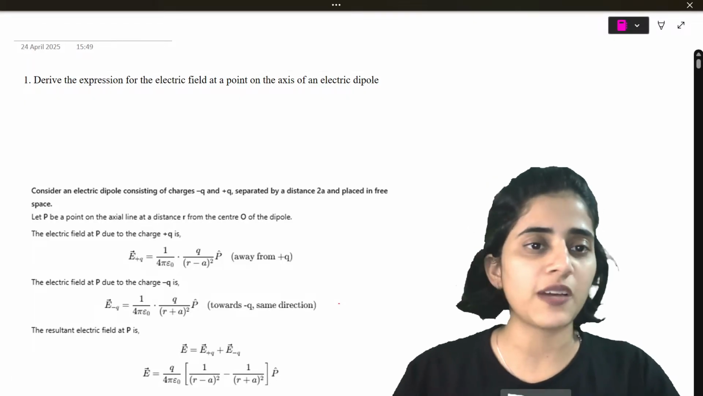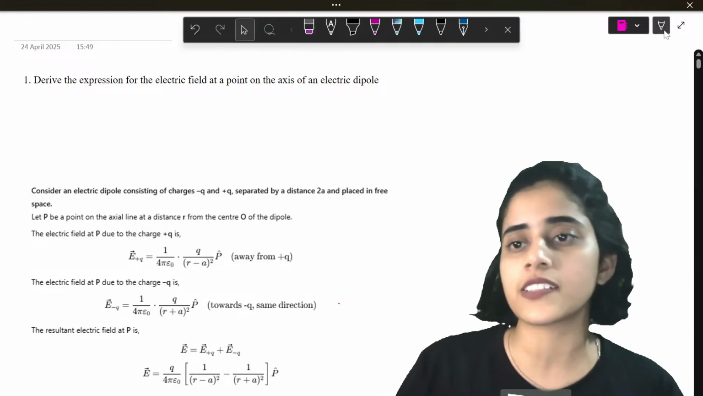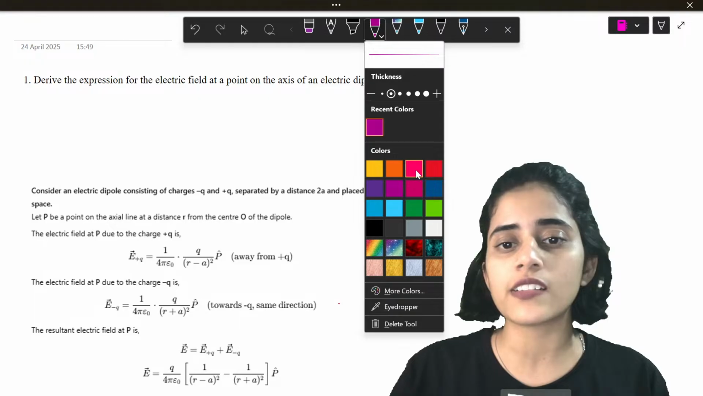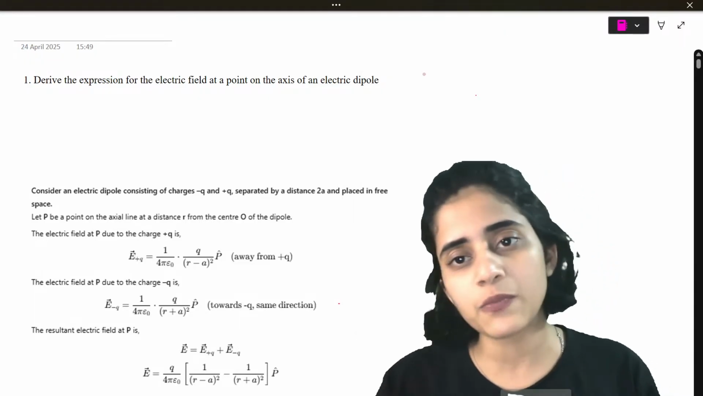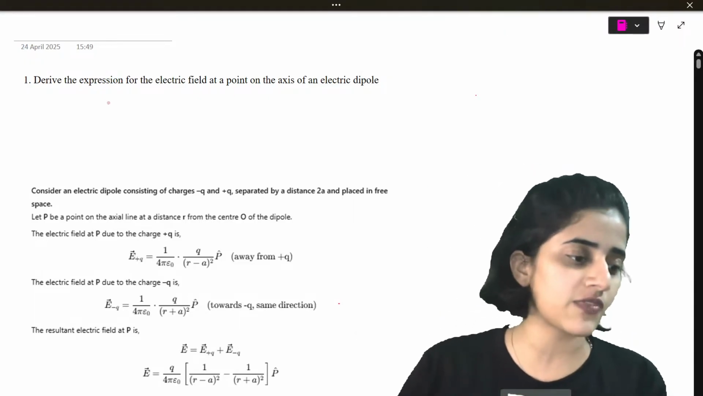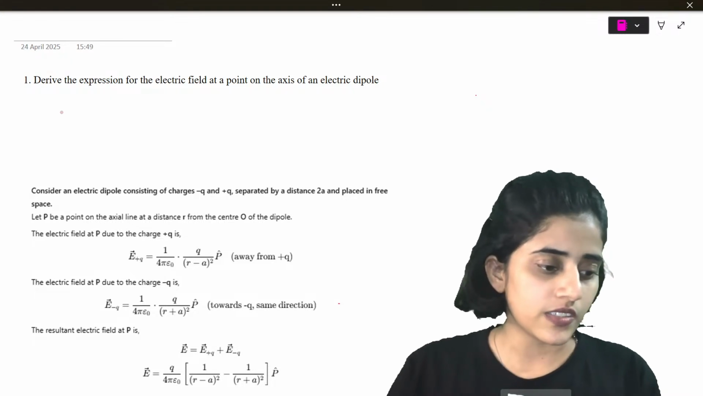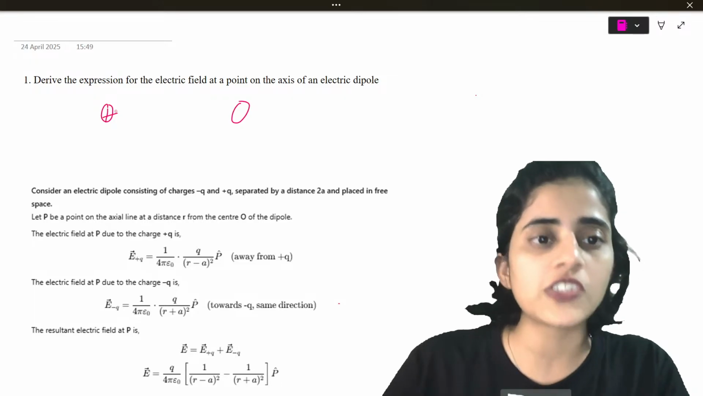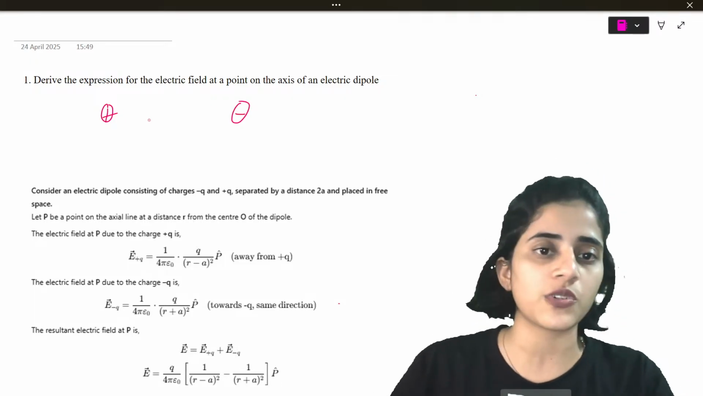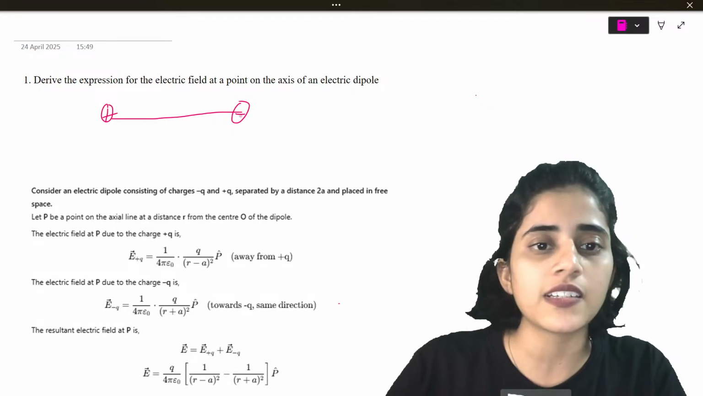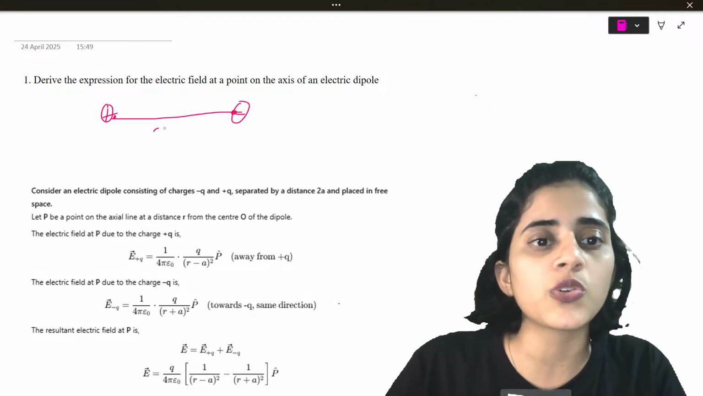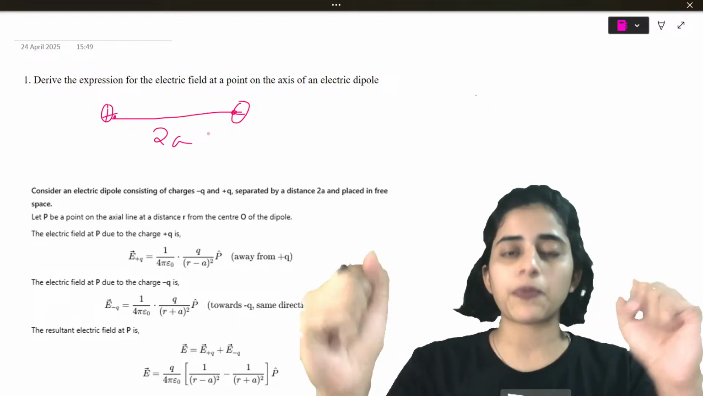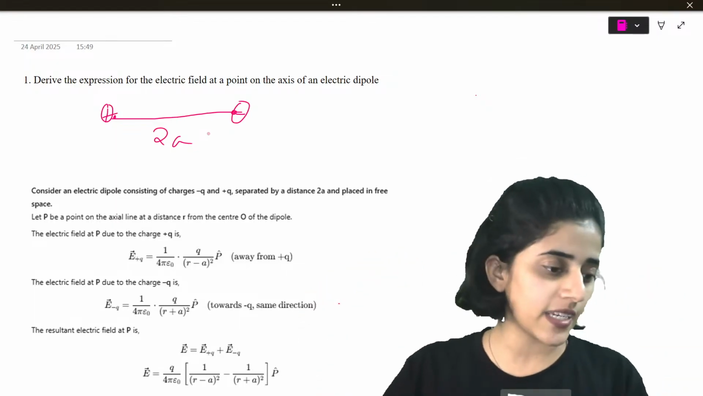So let's start. Question number 1. First, we'll do 5 markers that have been usually asked from the first chapter. The first thing we will look at is dipoles. So what are dipoles? I've explained so many times, but still if there are people who do not know. A dipole is when you have two charges. The first charge is positive, the second charge is negative, and they are separated by a distance of 2a. So if you have two charges separated by a distance of 2a, that is a dipole.